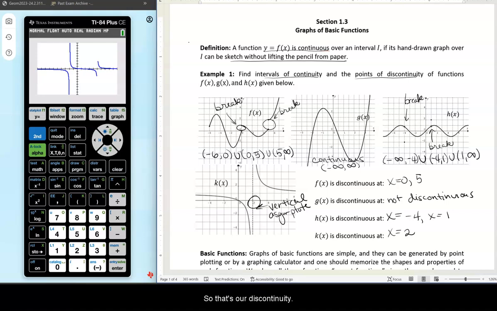So that's our discontinuity, and it is continuous as I graph it from negative infinity all the way to 2. And it hops on the other side of that vertical asymptote and starts graphing up here, and it just keeps going to infinity. So there are our discontinuities and our continuous intervals for our first example.